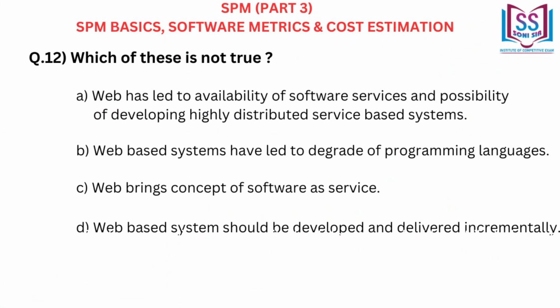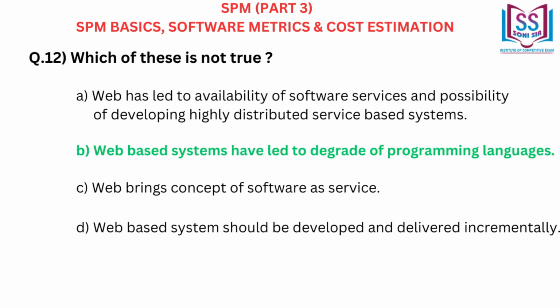Which of these is not true? A. Web has led to availability of software services and possibility of developing highly distributed service-based systems. B. Web-based systems have led to degrade of programming languages. C. Web brings concept of software as service. D. Web-based system should be developed and delivered incrementally. Answer B. Web-based systems have led to degrade of programming languages.